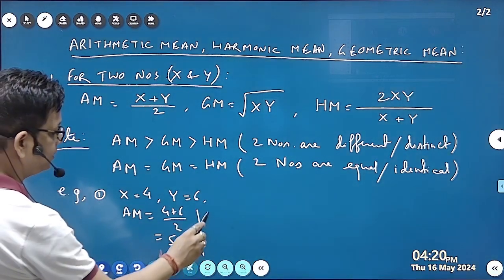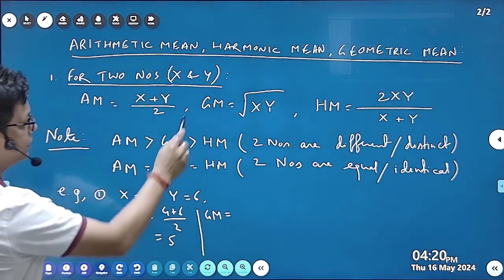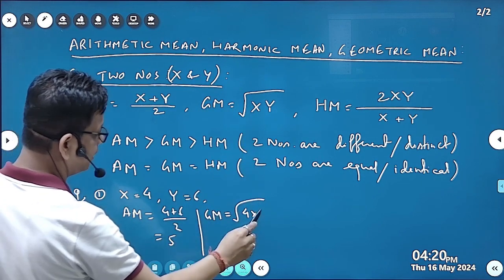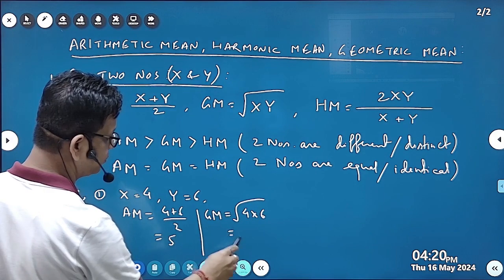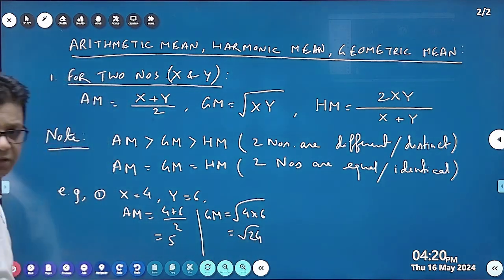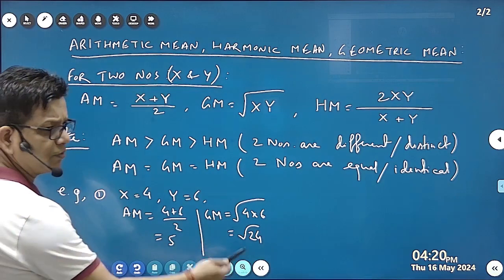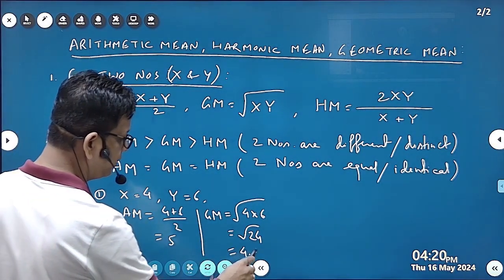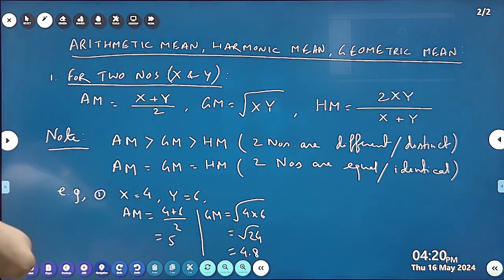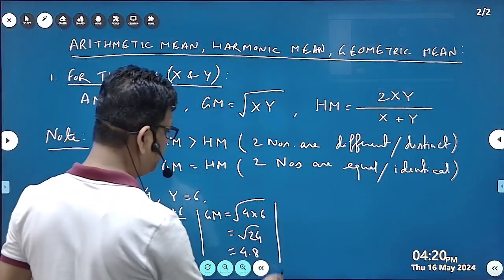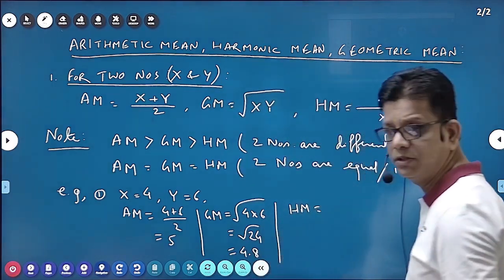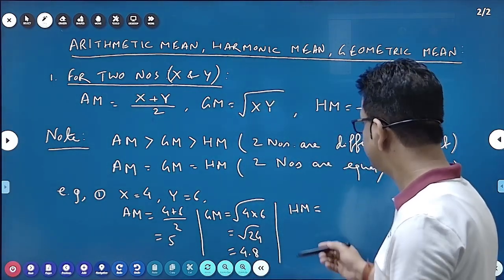Then let us find GM. GM is the square root of 4 into 6, so it will be the square root of 24. You can use the calculator, but since the square root of 25 is 5, it will be almost 4.8 or so. I'm not sure, but it will be almost 4.8, because it is very close to 25.